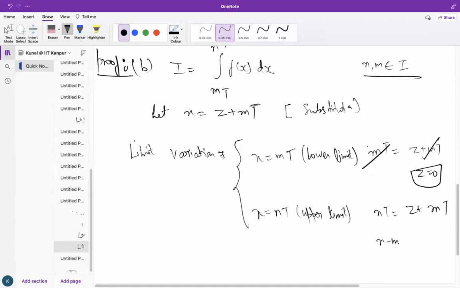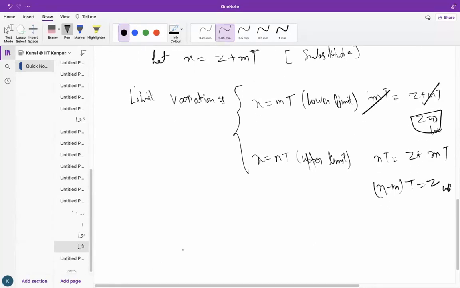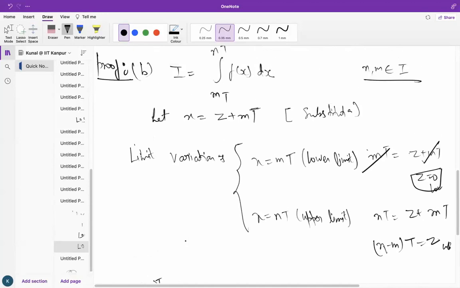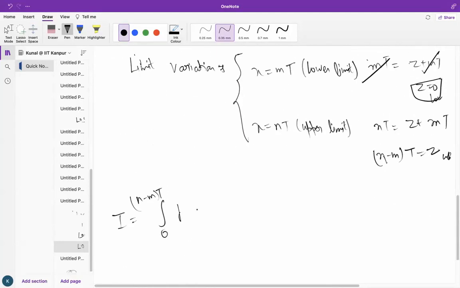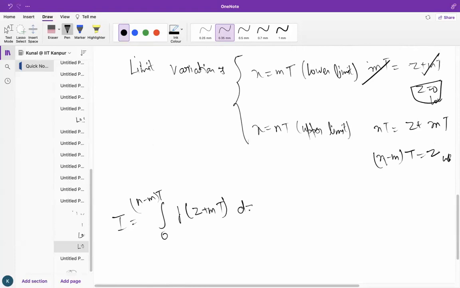So we get (n minus m) times T equals z. So this is my z lower limit and this is my z upper limit. Let me rewrite our integral. Our integral now looks like we are integrating from 0 to (n minus m) times T, of f(z + mT) dz. I hope you all understand what I'm trying to say.